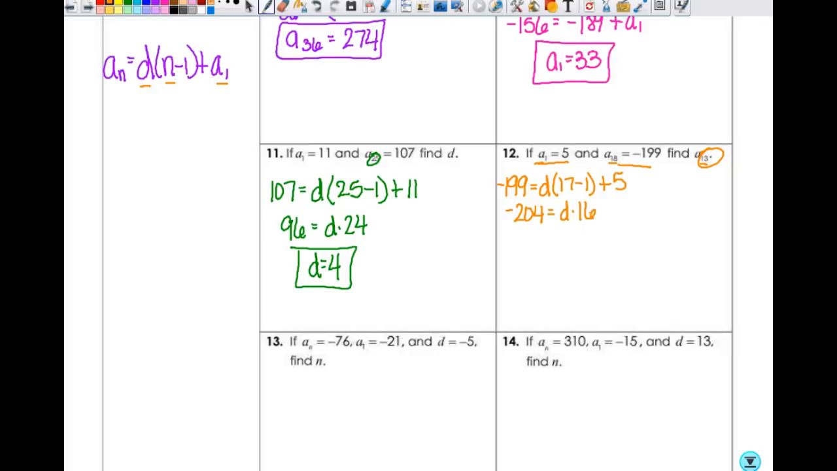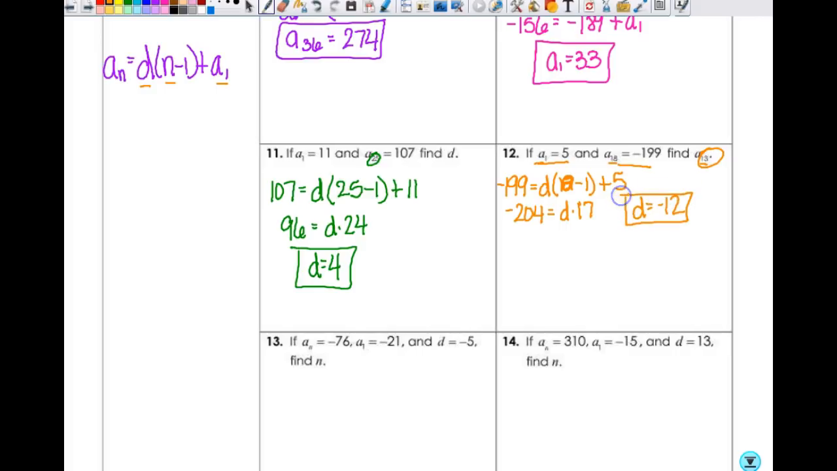Divide by 16, or I'm sorry, where did I get 17? Oh, shoot, that's 18. So this should be 17. I'm making stuff up. But I'm not starting over, so you're just going to have to deal with my mistake there. This should have been 18. So that makes this D times 17, and divide by 17, and D is equal to negative 12.